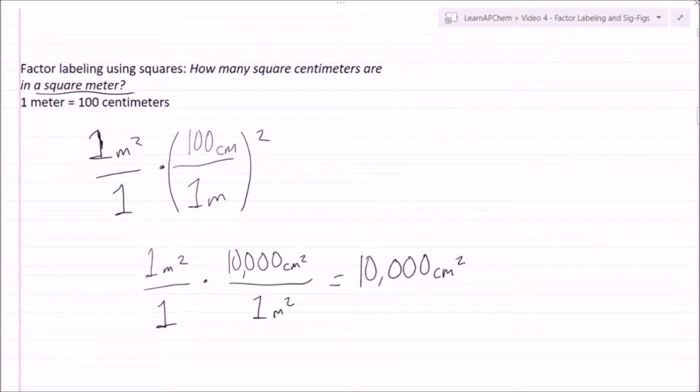I can do the same thing for cubes. I would just cube this rather than square it.